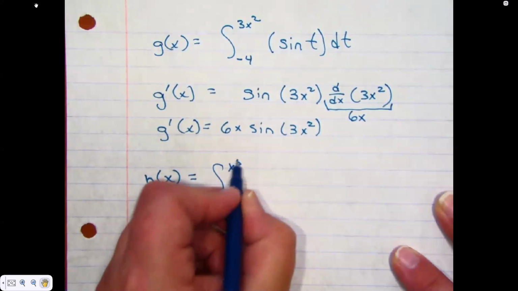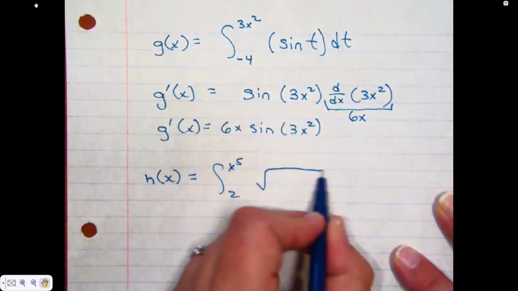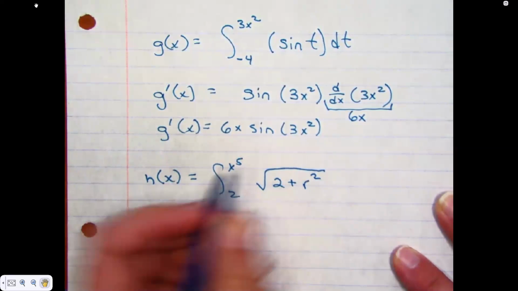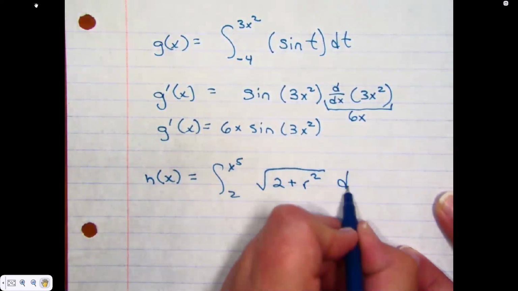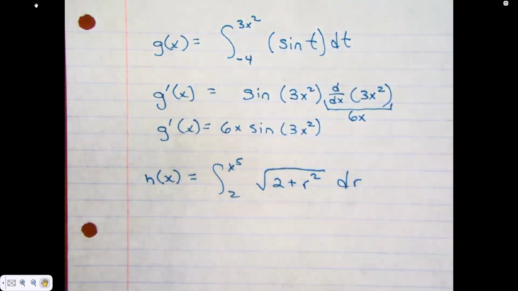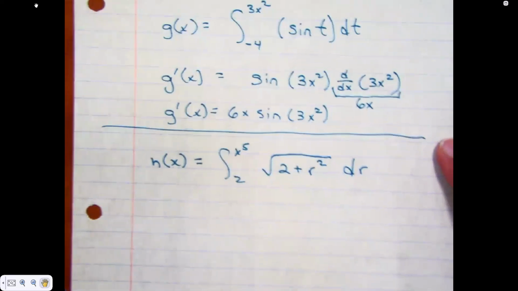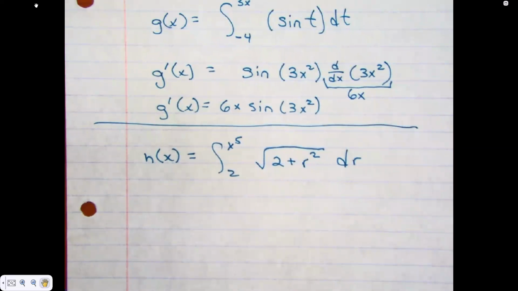2x to the 5th, square root of 2 plus... and I don't know why they changed this to r squared. Usually we use t, but then this has to be dr. Now mark this one down, because this is the one we get wrong.